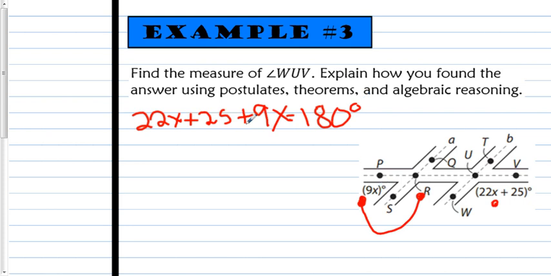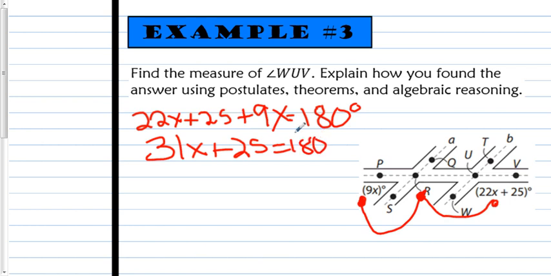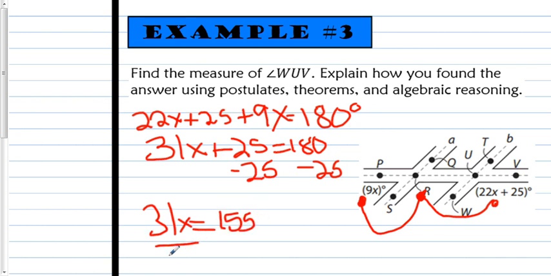So I know that I have 9x, and then this angle is equal to 22x plus 25 because it is congruent to that angle. So I have 31x plus 25 equals 180. To get the x by itself, I will subtract 25 from both sides. So I have 31x equals 155. And dividing by 31 to get x by itself. And again, I told you guys I was using my mouse tonight, not the smartboard, so I apologize. It's a little shakier. X equals 51.